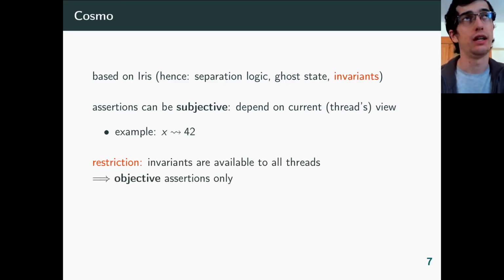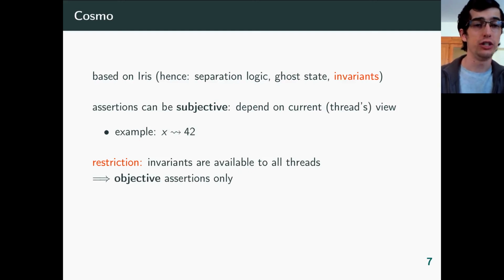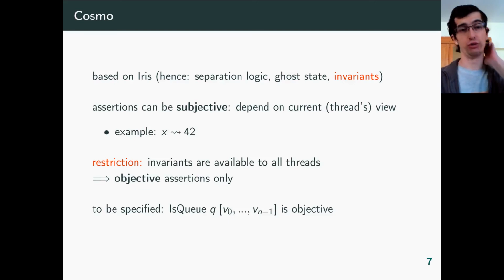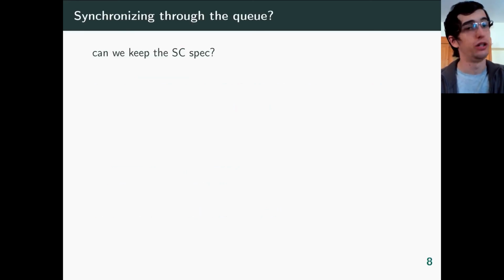With that said, a limitation with subjective assertions is that invariants are still available to all threads. So the assertions that they store cannot depend on the views of a specific thread. They are restricted to objective assertions. Back to our Q, recall that we want to share the Q in an invariant, so its representation predicate must be objective. And we make this objectivity requirement a part of the specs.